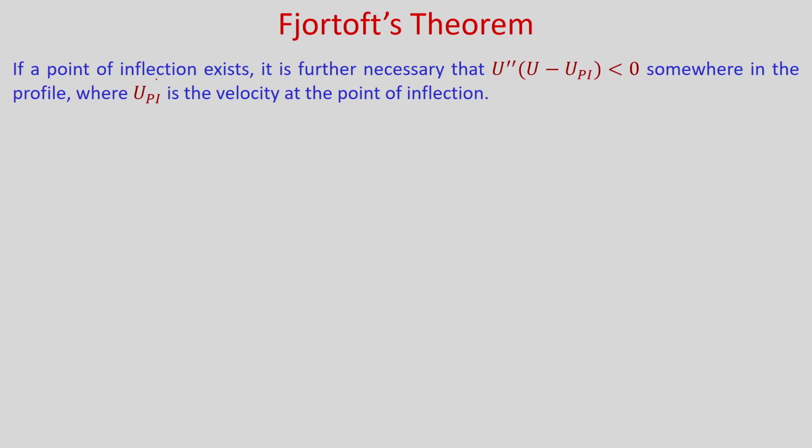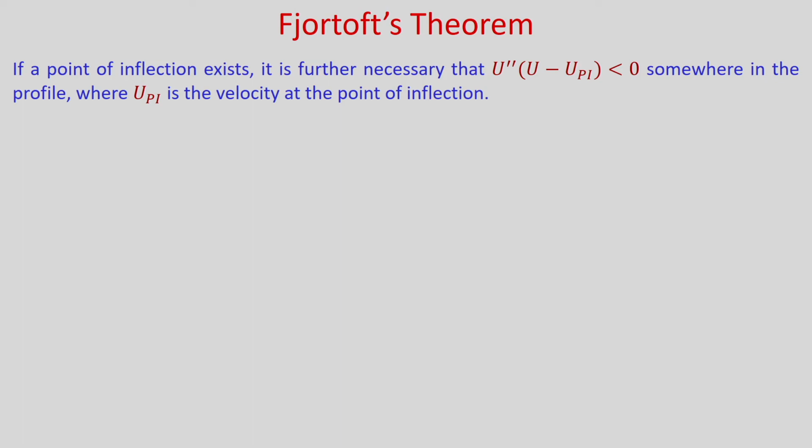Now let us discuss another theorem, which is known as Fjortoft's theorem, for this inviscid stability analysis. If a point of inflection exists, which we have seen from Rayleigh's inflection point theorem, it is further necessary that u double prime times u minus u_pi is less than 0 somewhere in the profile, where u_pi is the velocity at the point of inflection.